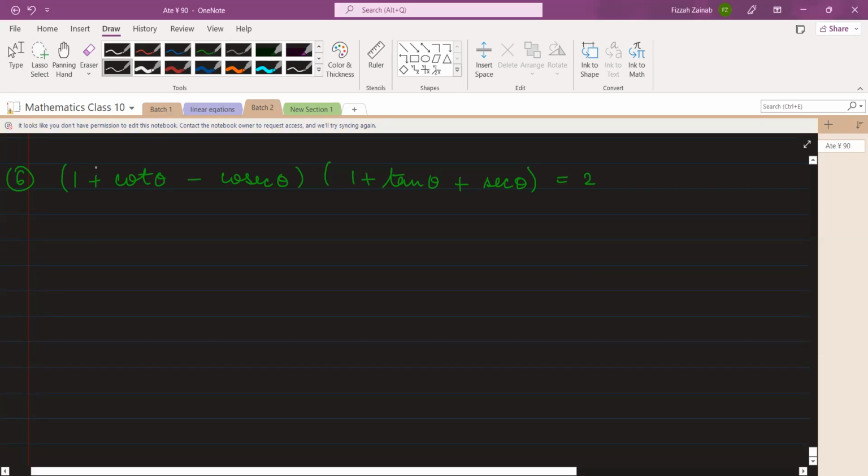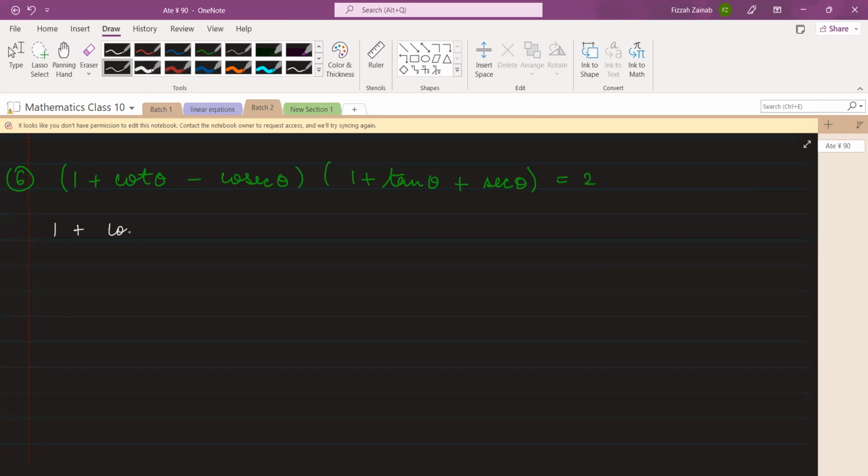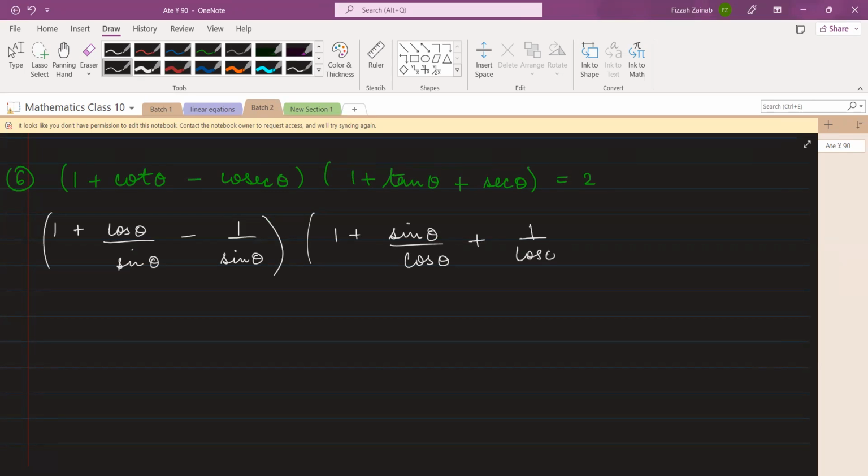Right, so first you convert it into sine and cos. So 1 plus cos theta divided by sine theta minus 1 upon sine theta, then you have 1 plus sine theta by cos theta plus 1 upon cos theta. Okay, only the LHS I'm solving. Then take LCM.